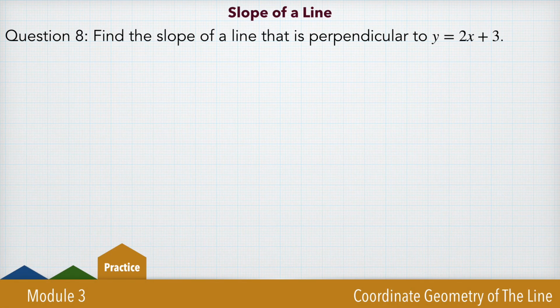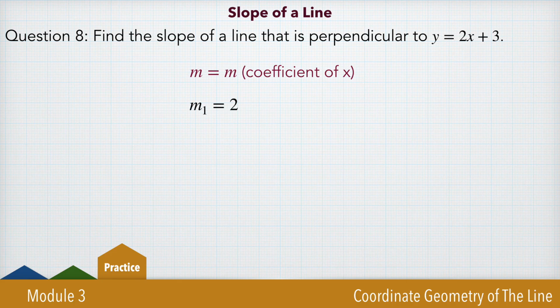Here we must find the slope of a line, but we are told that it is perpendicular to the given line. We start by finding the slope of the given line. As this is in the form y equals mx plus c, we know that the slope is the coefficient of x, as the coefficient of y is 1.